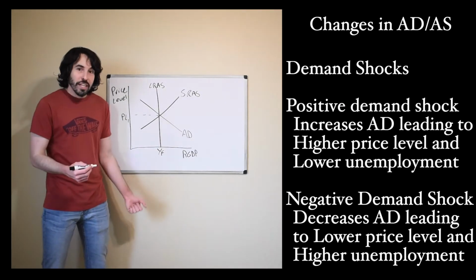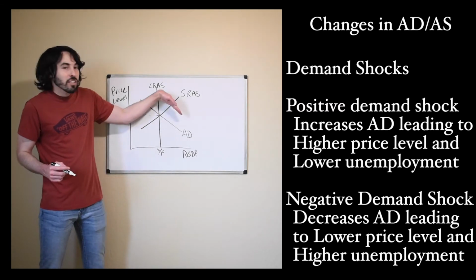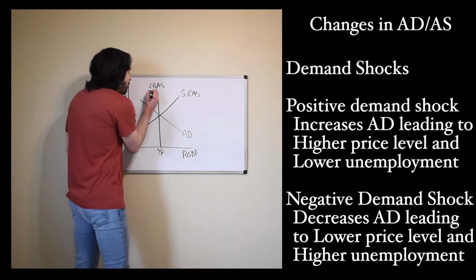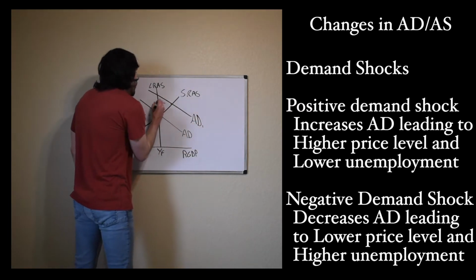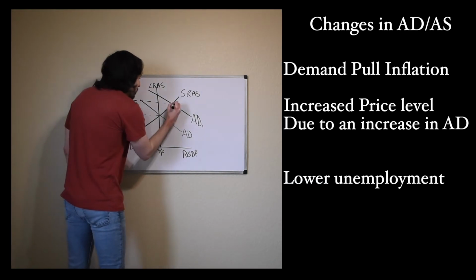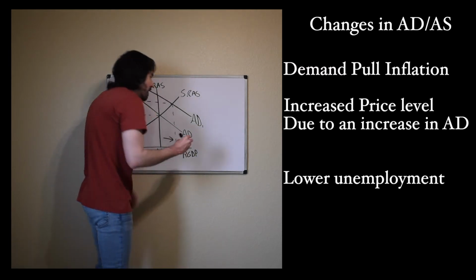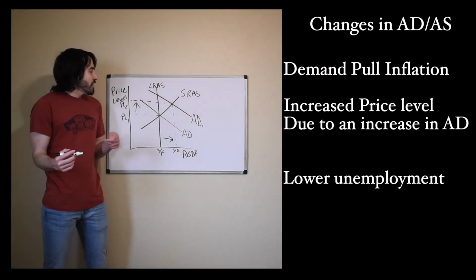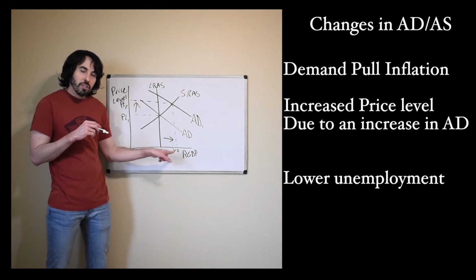So if one of those changes, let's say that net exports have increased, aggregate demand could increase and shift to the right. That would be a positive demand shock, and now we have an inflationary gap. This is also referred to as demand pull inflation. So now we're in an inflationary gap. Our prices have increased, but our real GDP has increased as well.